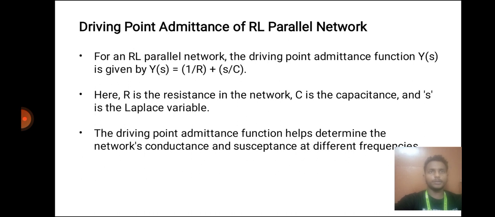Driving point admittance of RL parallel network. For an RL parallel network, the driving point admittance function Y(s) is given by Y(s) = 1/(R + s/C). Here R is the resistance in the network, C is the capacitance and s is the Laplace variable.